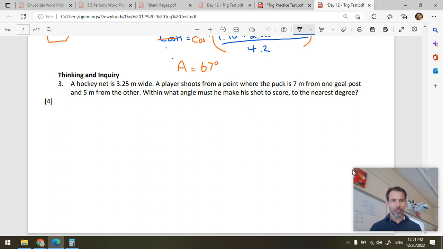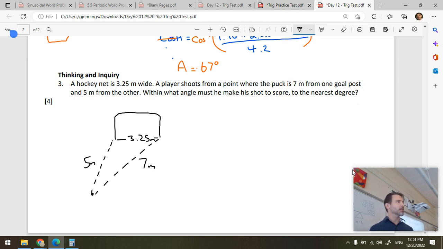All right. So a hockey net is 3.25 meters wide. So when they talk about a hockey net, draw a hockey net and then label it 3.25 meters. It's that wide. Okay. And then a player shoots a puck from where the puck is 7 meters from one goal post and 5 meters from the other. So it's probably going to be like over there, let's say. And this one here is 5 meters, and this one here is 7 meters.